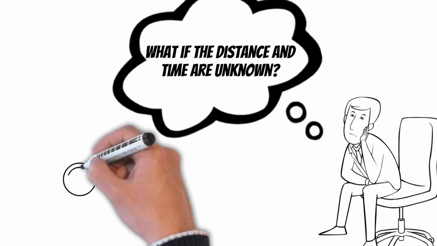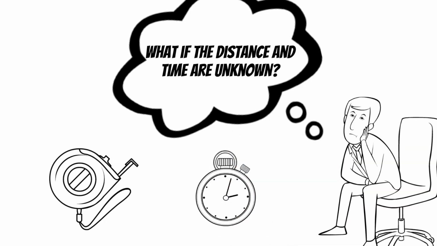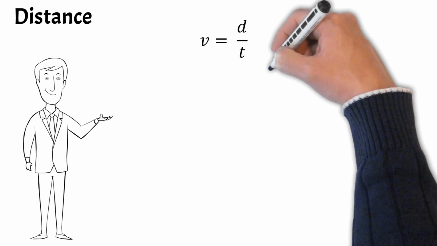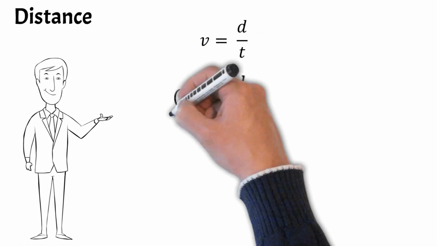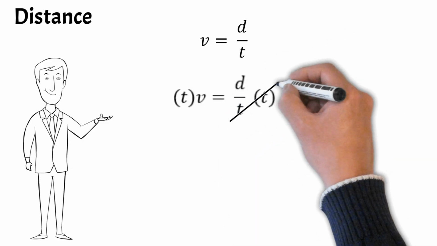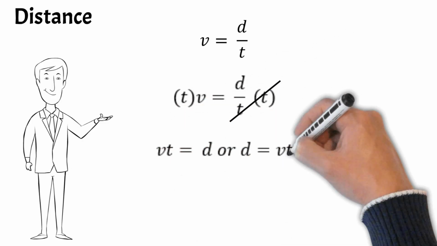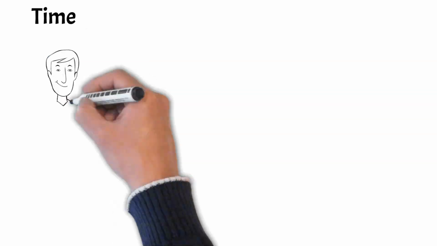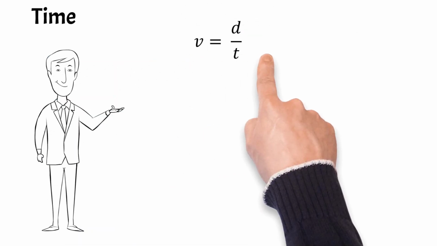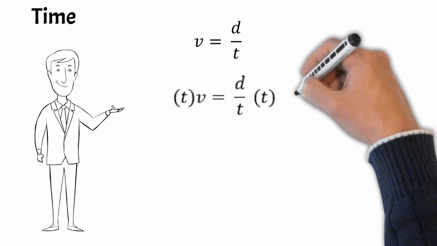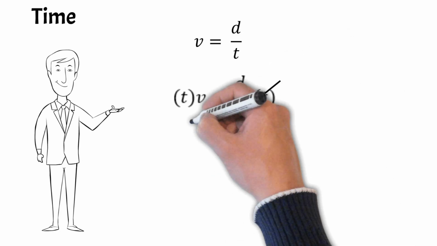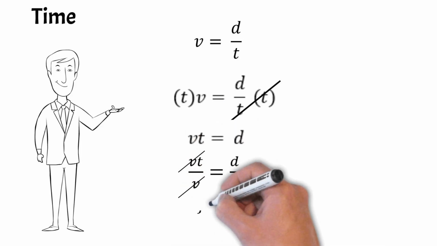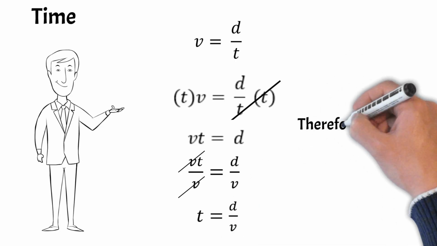Now what if the distance or time is unknown? Let's derive the formula. If the distance is unknown, multiply both sides of the equation by t and cancel the t. Then the formula for the distance is d = v × t. If the time is unknown, multiply both sides of the equation by t and cancel t. Then divide both sides by v and cancel v. Then, the formula for the time is t = d/v.